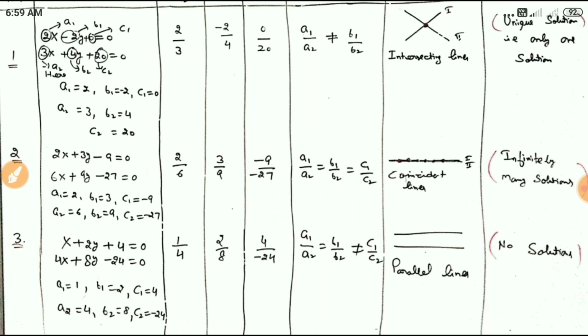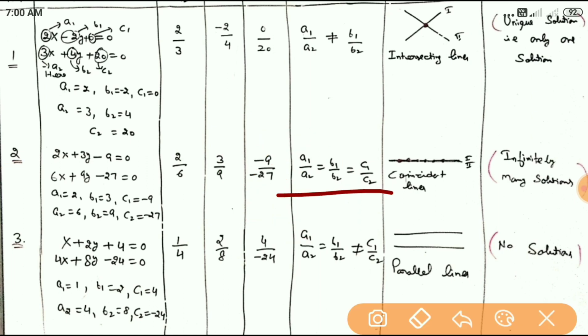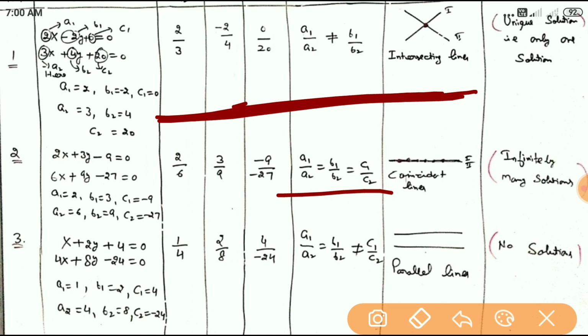If all these three ratios are equal, then the lines lie on each other, that is, the second line lies on the first line. In that case there are infinitely many common points. If infinitely many points are common, then it has infinitely many solutions.